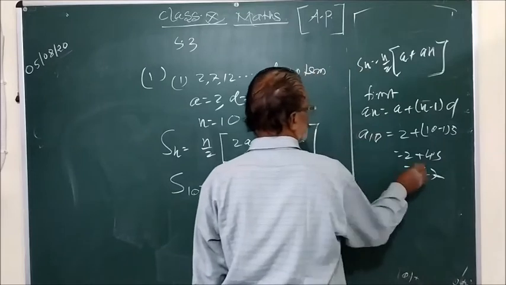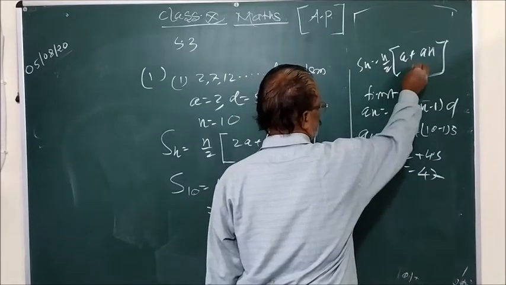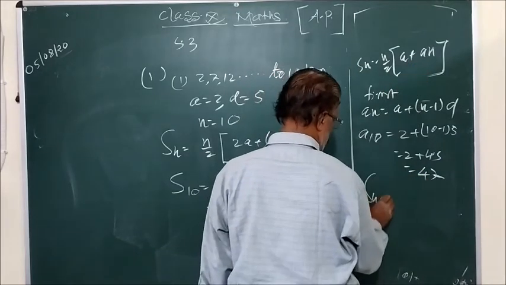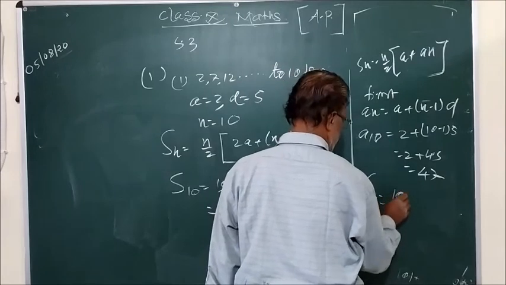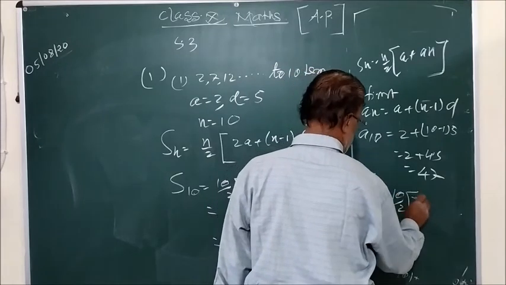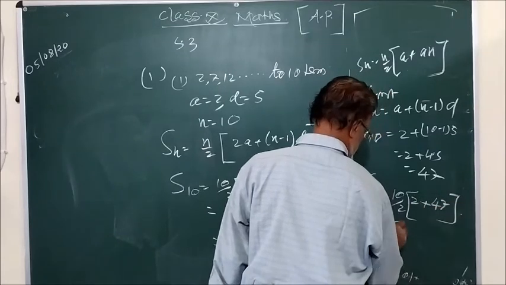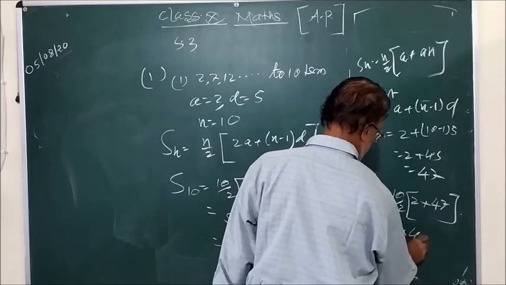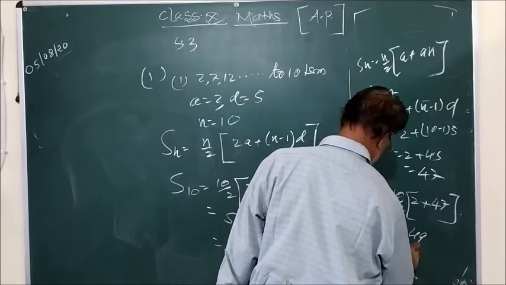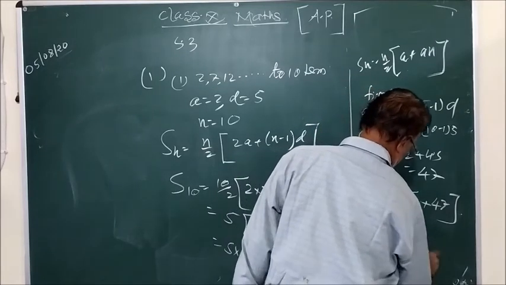Now you can use this formula. S_n is equal to n by 2, 10 by 2 into first term 2 plus last term 47. This will be 5 and this will be 49. The answer you will get is the same, 245.